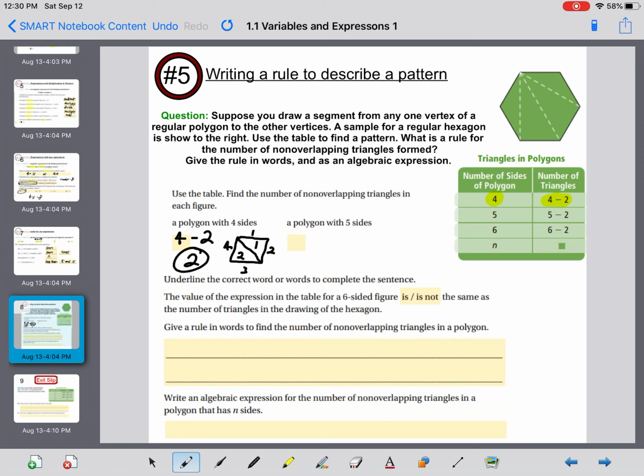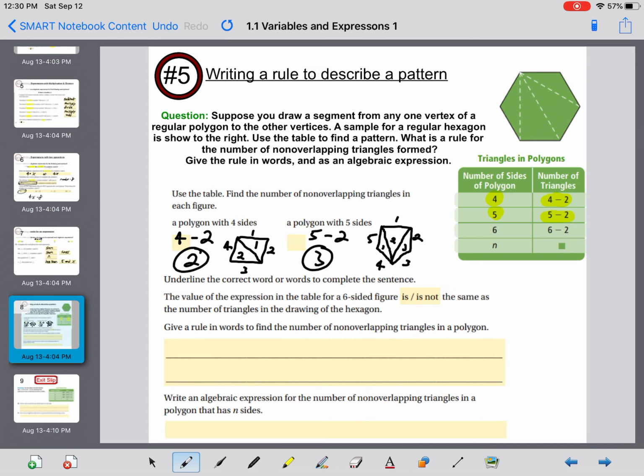A polygon with 5 sides would be 5 minus 2 if we look at the table. Well, 5 minus 2 is 3. If we take a look here, 1, 2, 3, 4, 5. And if I draw from one vertex to all the other ones, we get 1, 2, 3 triangles.